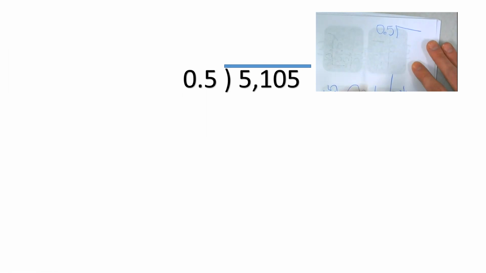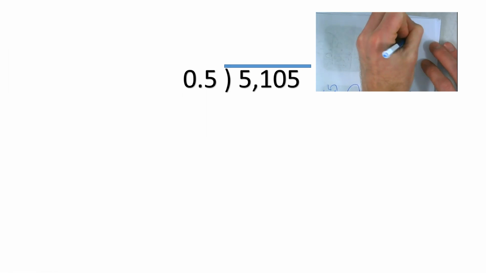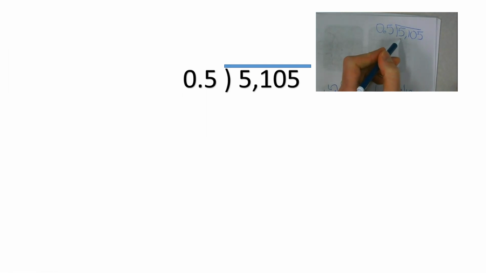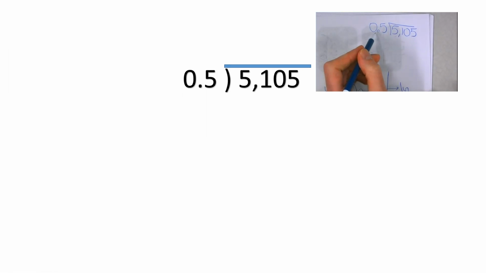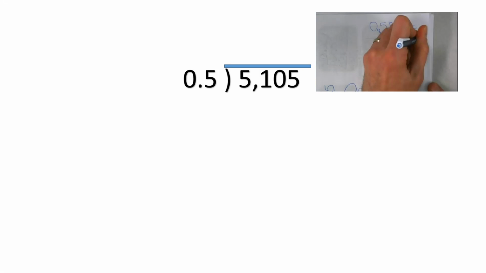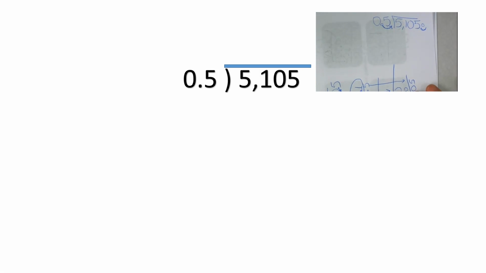5,105 divided by .5. Well, this is different because it only has one decimal. The decimal's right here. So when you move it over here, well, what do you do over here? Well, what's 5,105 times 10 to the first power? Well, this one has an invisible decimal after it, right? Because a decimal comes after a whole number. So you can move it over once, which just is going to add a 0. So we have a new problem.